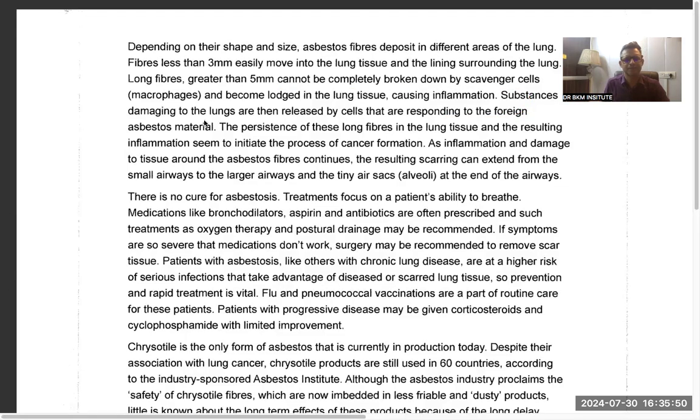So I'm reading this paragraph. There is no cure. Treatment focuses on the patient's ability to breathe. Medications like bronchodilators, aspirin, antibiotics are often prescribed, and such treatment as oxygen therapy and postural drainage may be recommended. If symptoms are so severe that medications do not work, surgery may be recommended. So first is medication, second is surgery to remove the scar. Patients with asbestosis, like other chronic lung disease, are at a higher risk of serious infections that take advantage of the diseased or scarred lung tissue. So prevention and rapid treatment is vital.